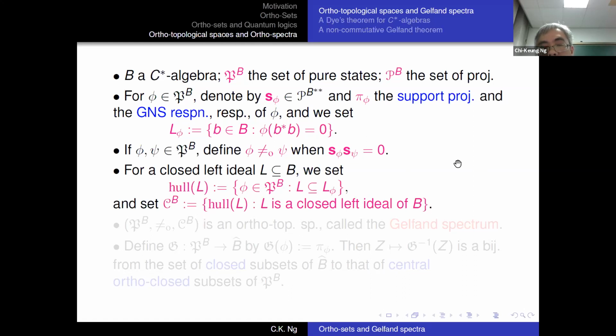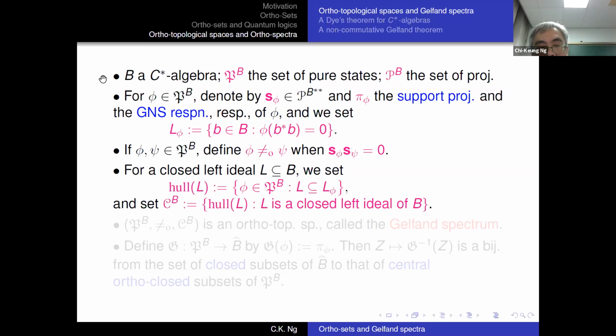So for a closed ideal L of B, we can do something like a hull-kernel construction. So we consider all the pure states phi such that L phi contains L. You will remember how we considered the hull-kernel topology; this is the way that it is defined. And the set of all hull L, where L is a closed ideal of B, is denoted by C of B. This is the topology that we are going to consider.